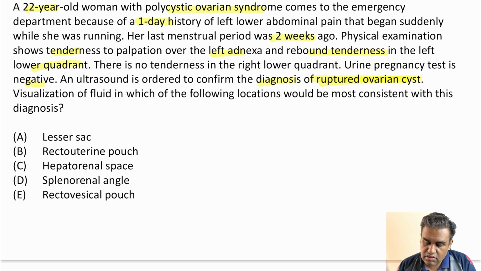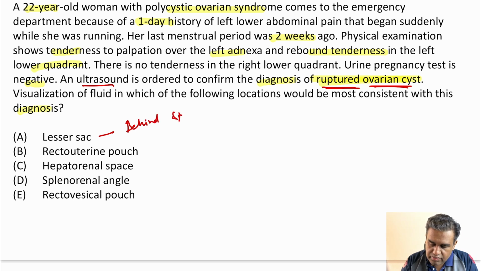Visualization of the fluid in which of the following locations would be most consistent with this diagnosis? So, where would you look for the fluid collection? Because ultrasound has diagnosed a ruptured cyst, the content of the cyst will come out and will be localized at some place. Which place is that? That is what they are asking. So, the lesser sac is behind the stomach, so please rule it out.